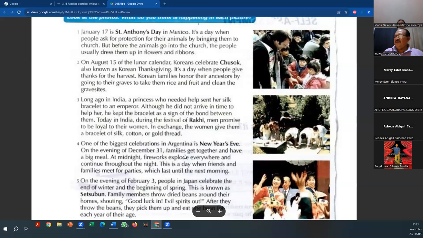Okay, what is another custom, let's say, New Year's Eve in Argentina? Is it the same in all countries? On the evening in December, families get together and have a big meal. Then at midnight, fireworks explode everywhere in the camp and continue throughout the night. Yes, that's true. Okay.